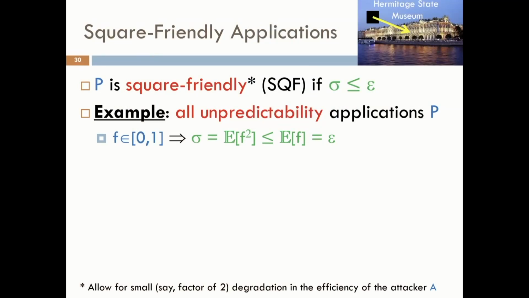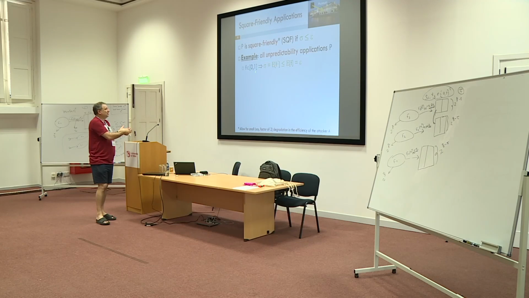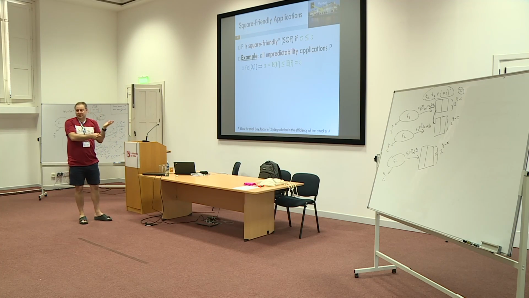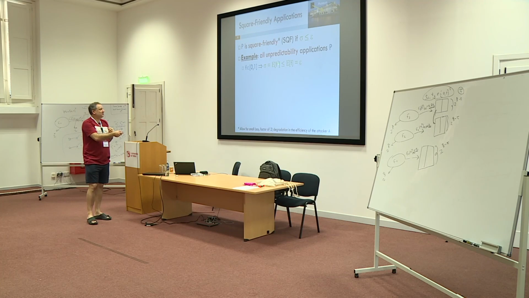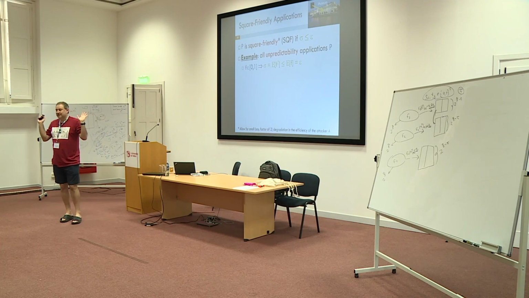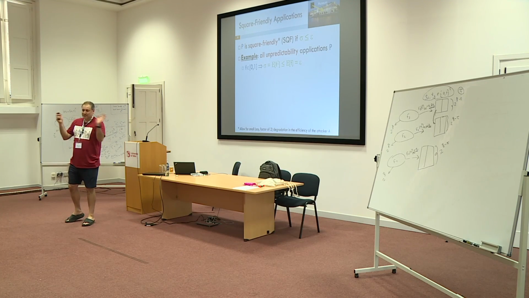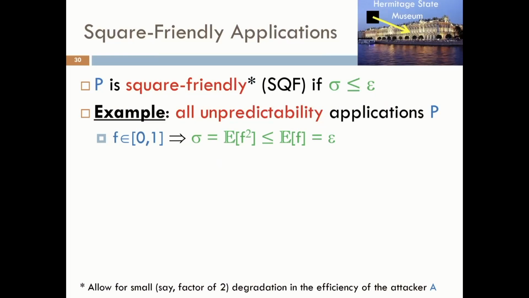Here's an example of a square friendly application. All unpredictability applications are square friendly. Why? Well, the function f, in this case, is the probability that something happens. It's a number between 0 and 1. If you square a number between 0 and 1, it only gets smaller, right? So the extraction error of f squared is at most that of f, so sigma is at most epsilon. We can apply it here, but of course our unpredictability extractors achieve better parameters, but you can get something already here. So all unpredictability applications are square friendly.